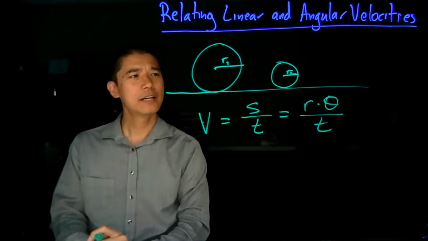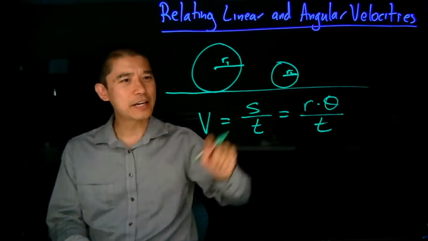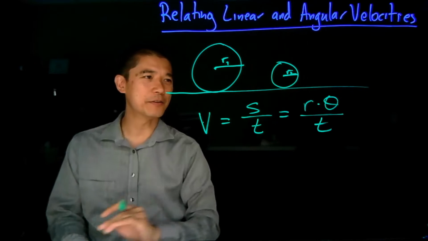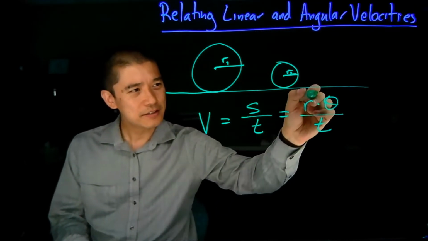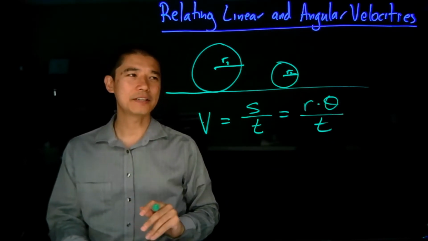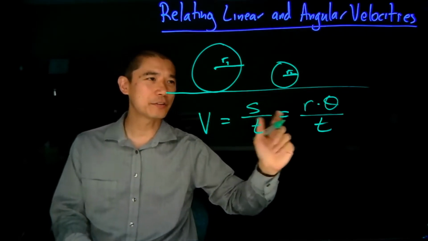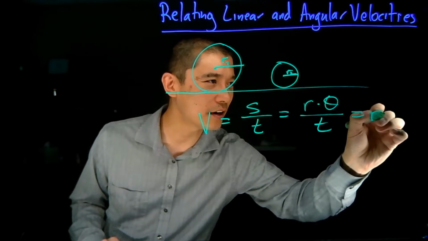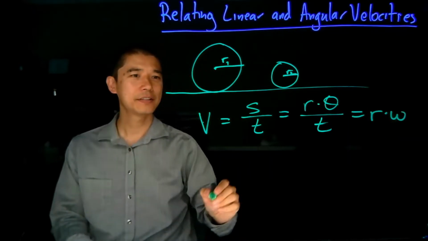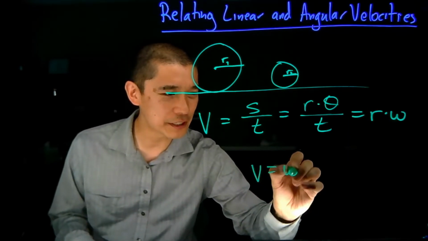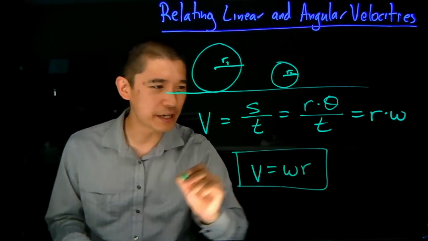Right? And so now we have this setup. Velocity is r times theta over t. This ratio, theta over t, angle per time, that is an angular velocity. And so in fact, this is r times omega. And that gives us our fundamental relationship, velocity is omega times r.